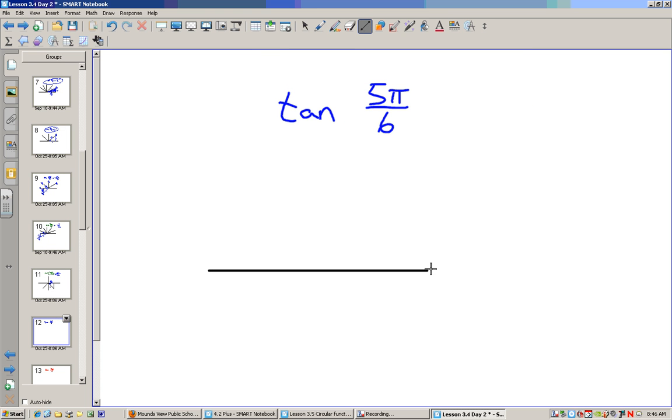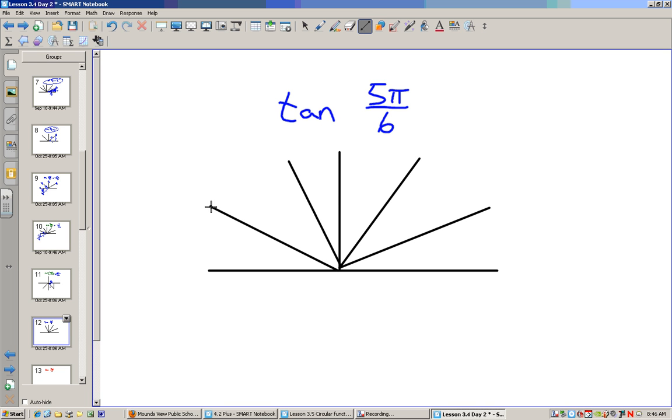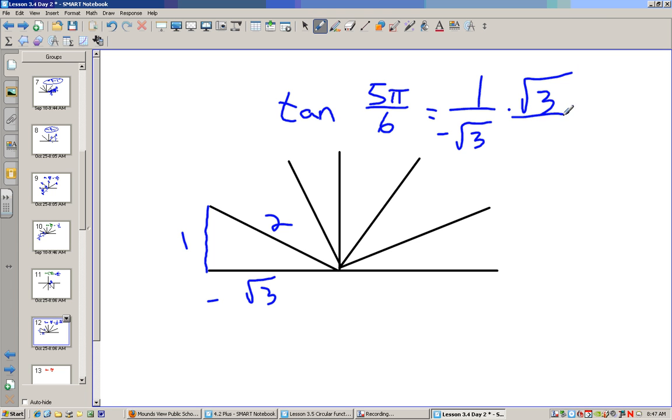Tangent of 5 pi over 6. Divide this into 6 equal sections. Five pi over 6 is 1, 2, 3, 4, 5. Now for tangent, I love to use the 1, 2, root 3, and that root 3 would be negative. So tangent would be 1 over negative root 3, and we can rationalize this to be negative root 3 over 3.